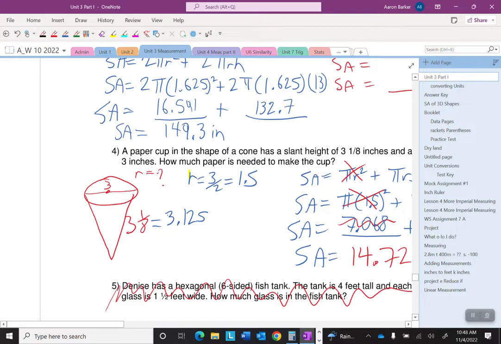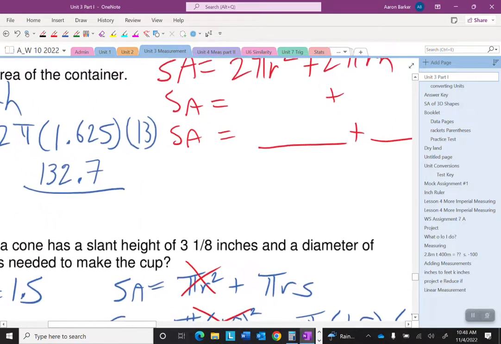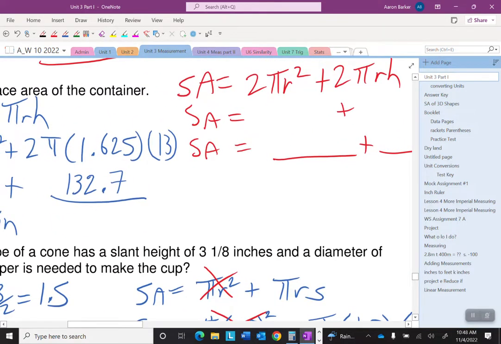The trick with number 4 is in order to have a cup, what has to get taken off of the cone? The circle. All right, so number 4, when I write my formula, which you guys should be copying down, you'll cross out the circle just like I did, and then you'll be able to find the surface area of the cup that was used. Often you see these little paper cups at the doctor's office, right? So turn it over, question number 4.